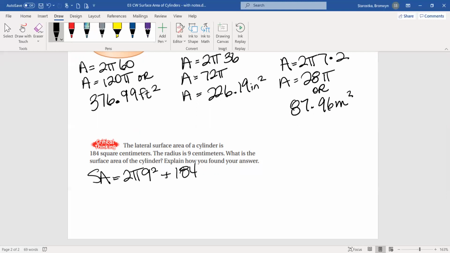81 times 2 is 162, so our surface area is 162 pi plus 184, and remember, pi is a number. 162 times 3.14159 and so on. So just plug it all in your calculator. Make sure you go 162 times pi plus 184, because your calculator is going to follow order of operations. And we'll find that our surface area equals 692.94.